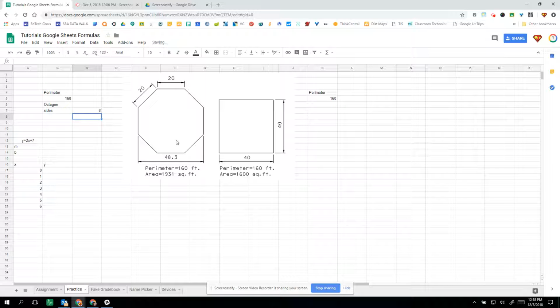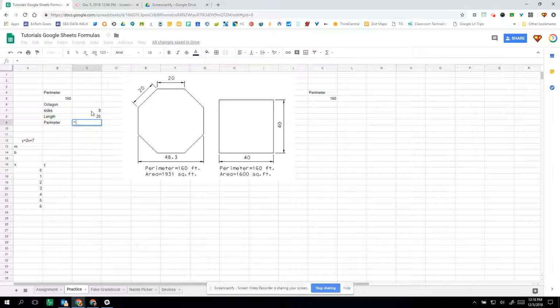And I'm just doing this just to organize. And I can say the length of the side. And let's say for this case, it's 20. So now I'm going to say, what's the perimeter? Now, up here, we did 8 times 20. Over here, what I'm going to do is instead of saying equals 8 times 20, I'm going to say it equals, and I'm going to click on this cell.